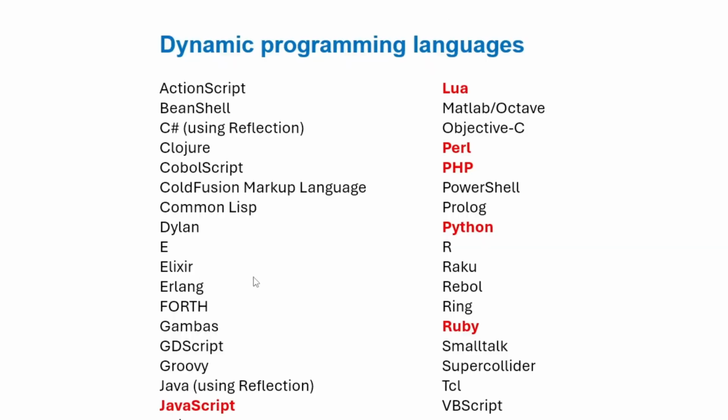On this slide, you can see a list of dynamic programming languages, and they are many in number. Some of them are more popular than others. For example, we know that Python is one of the popular languages. All those highlighted in red here are more popular languages, such as Ruby and JavaScript. But nowadays, some other languages are also getting popularity, such as Julia and R.